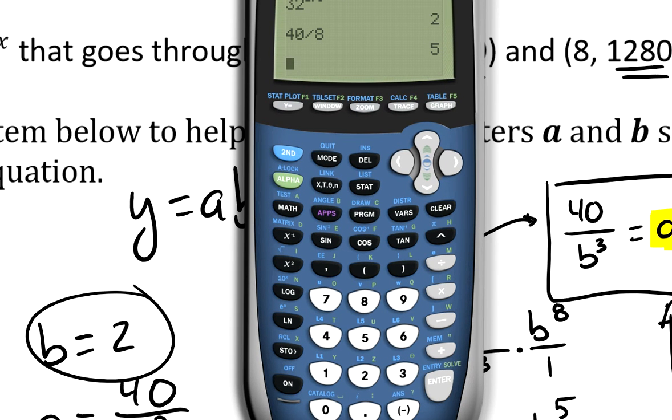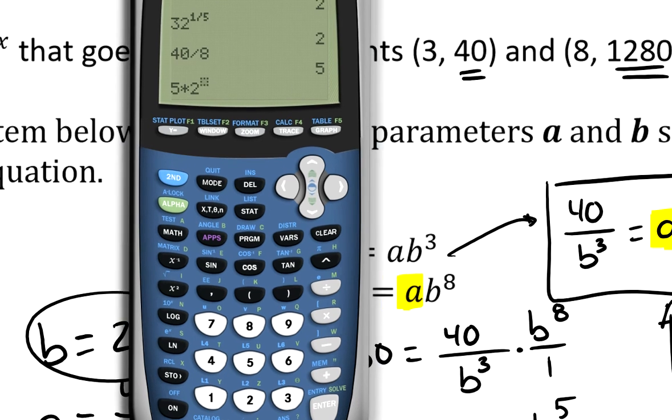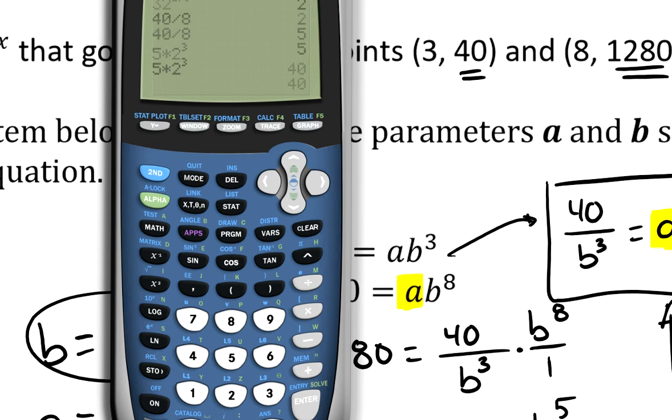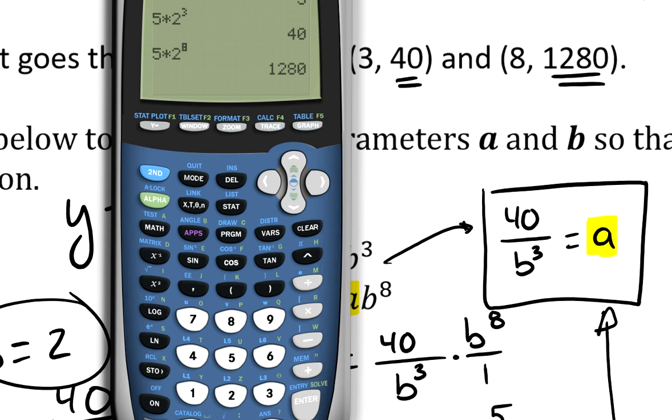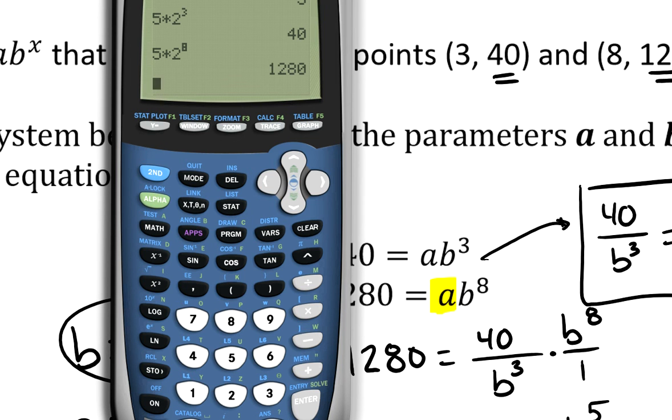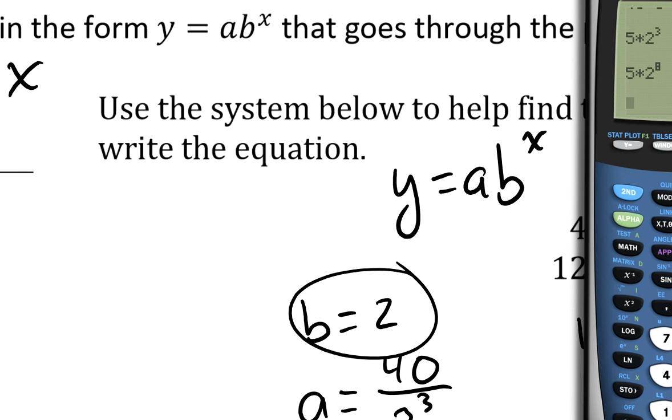So if I enter 5 times 2 raised to the x power, but instead of x I put the number 3, you can see I get 40. Fabulous. And if I enter 5 times 2 to the 8th power, when I press enter, I get 1280, which is fabulous, right? So this is producing exactly the correct outputs with the given inputs here. So we're going to conclude this one.